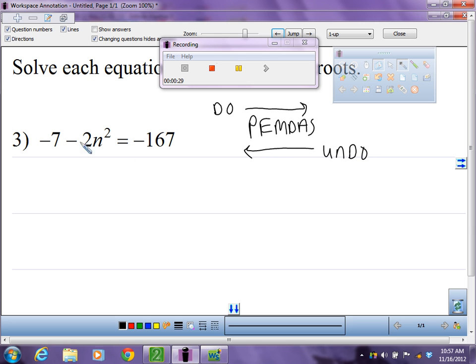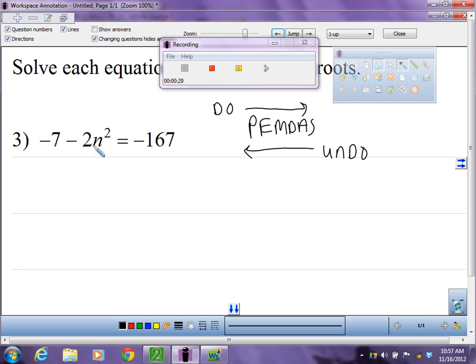So undoing, that's when we start transferring things around from one side to the other. So I've got to do all my adding and subtracting first. In this case, these two different families are being subtracted. This is called a constant family, this is an n squared family, and this is a constant family.